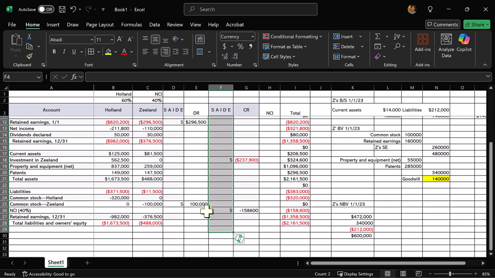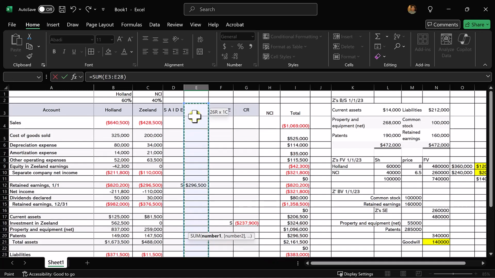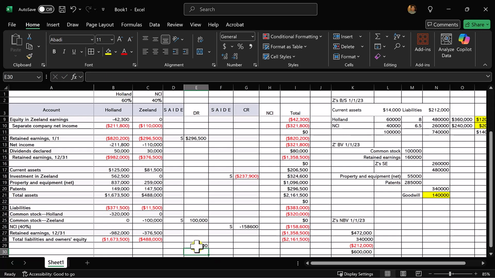And just to double check, I want to make sure my total debit consolidating entries equal total credit. So let's put a total here at the bottom. Alt equal. And it's not just that one number, but the whole column. And enter. And let's duplicate this formula on the credit column.